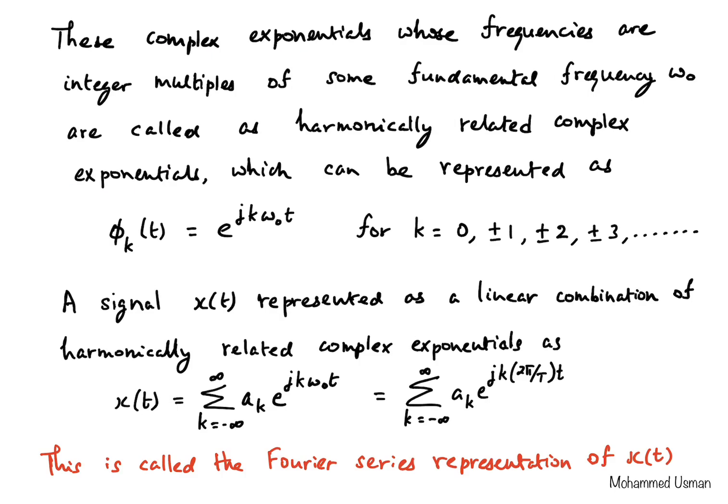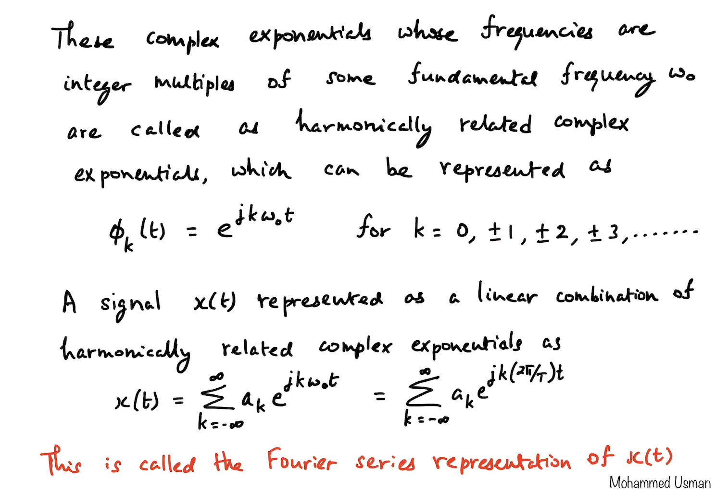So what happens is, we are basically denoting these harmonically related components as phi k of t, and it's e power j omega naught t, where this omega naught is multiplied by some integer k. So when k is 0, we'll get e power 0, which is 0 frequency. 0 into omega naught is 0.